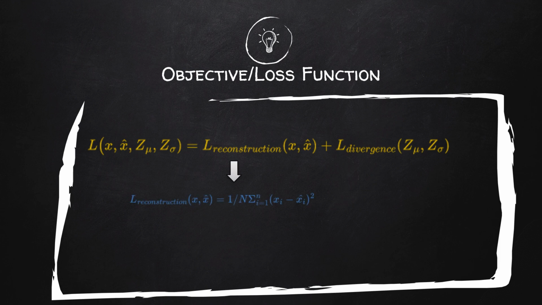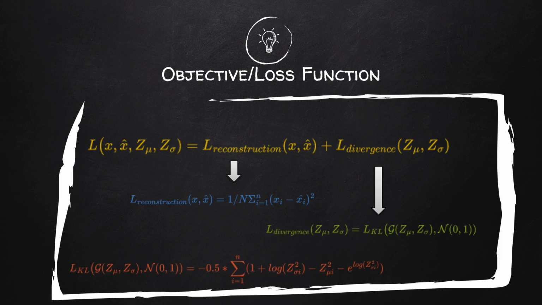The reconstruction error is computed as usual between the input image and the output of the decoder and can be modeled as a mean square error, as shown here. The divergence error can be computed using Kullback-Leibler divergence, which is a measure of how one probability distribution differs from another one. Since the assumption is that the data comes from a normal distribution, we can compute the divergence loss as shown here.